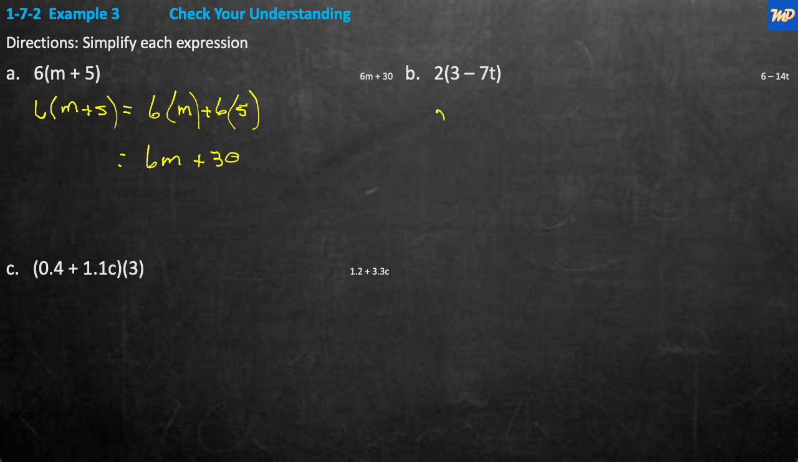Let's do B. 2 times the quantity 3 minus 7t equals 2 times 3 minus 2 times 7t. Now we're going to multiply them. We're going to get 2 times 3 is 6 minus 2 times 7 is 14t. Okay, you good with that? You don't multiply each term. This is one term. 7t is one term. So you just multiply. It's like 7t plus 7t is 14t, right?